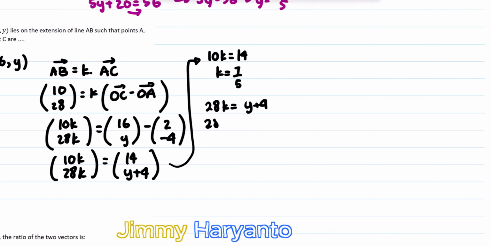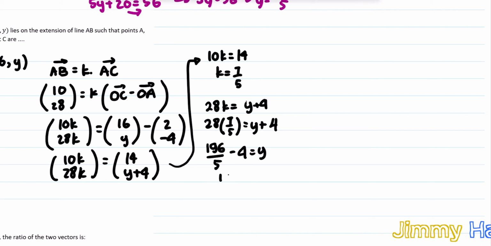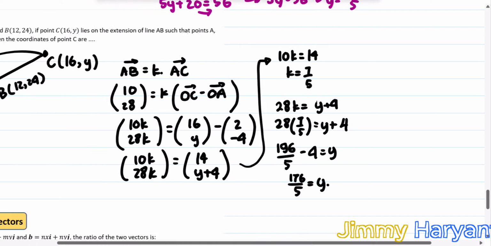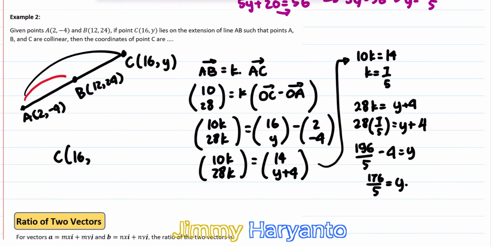That means 28 times 7 over 5 equals Y plus 4. This one will be 140 plus 56, 196, over 5 minus 4 equals Y. So Y will be 176 over 5. There you go. So this is the coordinate of C. Oh no, the question says coordinate of C, yeah. So C will be 16, 176 over 5.